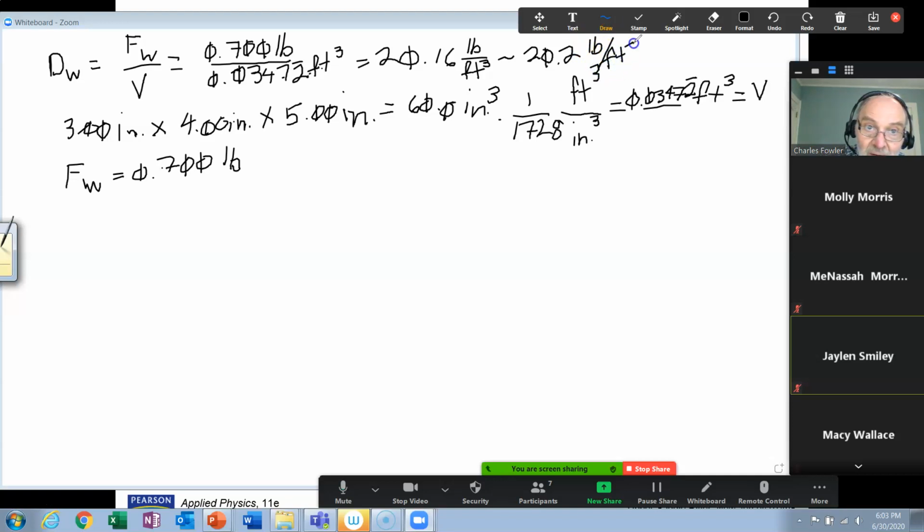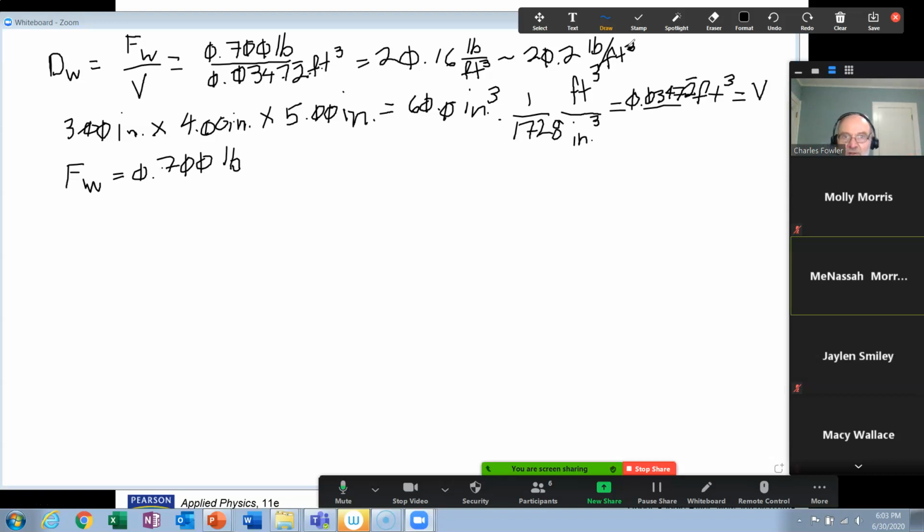Okay, let's see how the book did. Oh, look at that. They got it right. 20.2 pounds per cubic feet. Does that make sense? Were you aware of what the formula or equation for a volume is? Length times width times height. Yeah. No, it's pounds per cubic feet.